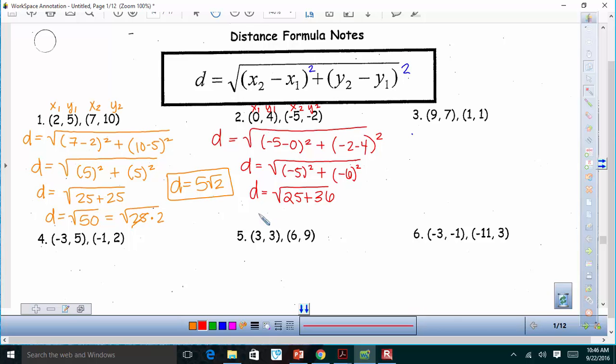What is 25 plus 36? 61. Okay, does 61 have a perfect square in it? No. So that means we would leave it just like this. That was like your third problem on your bell ringer, the square root of 3. There is no square root of 3, so we leave it as square root of 3. So here we leave this as square root of 61.